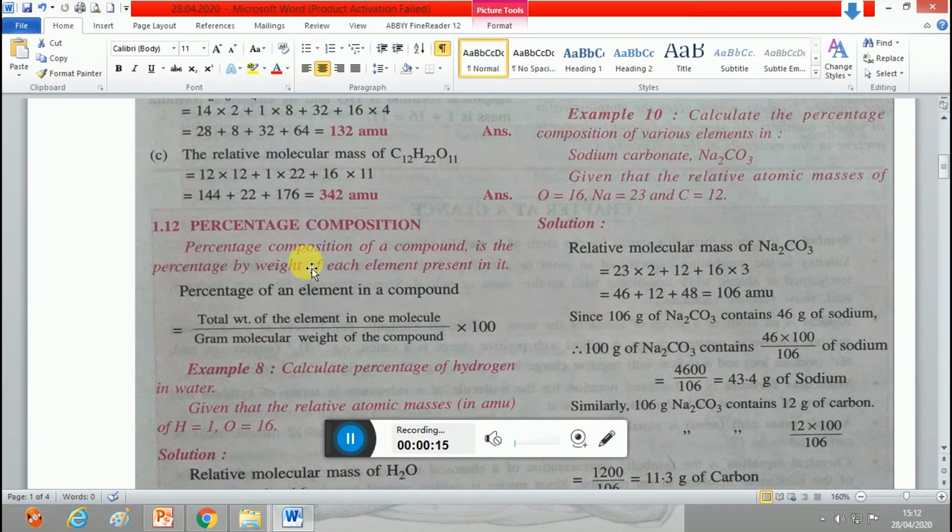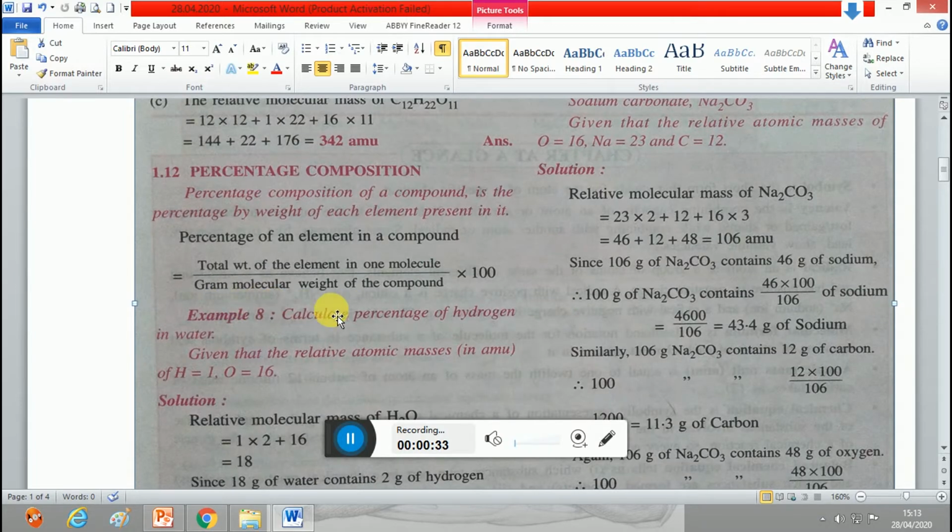Now, the percentage composition of a compound is the percentage by weight of each element present in it, and there is a mathematical relationship. The percentage of an element in a compound is equal to the total weight of the element in one molecule divided by the gram molecular weight of the compound, multiplied by 100.